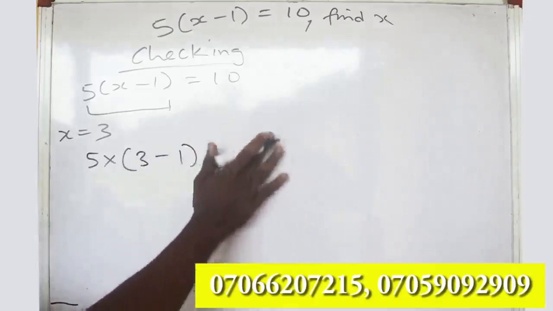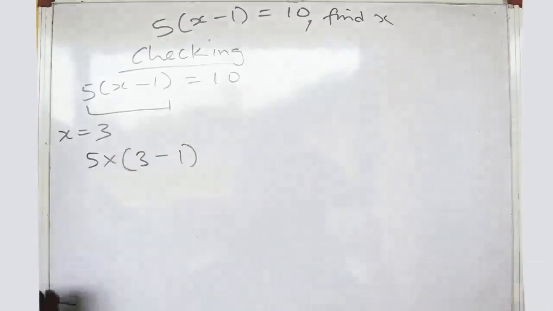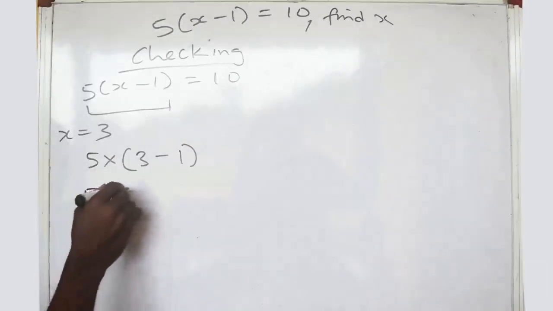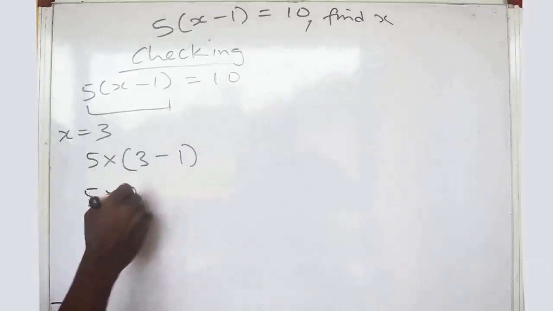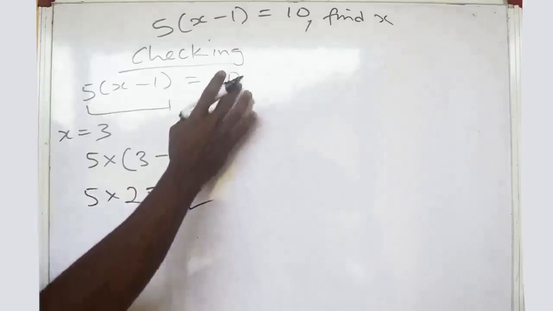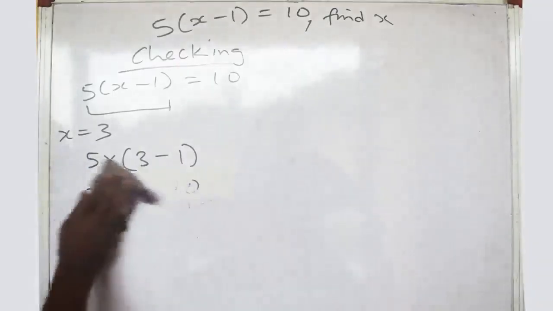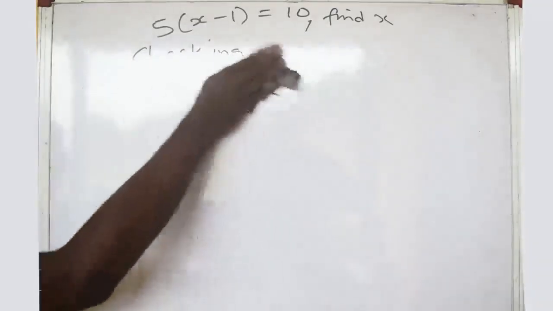Forgive me, we don't need this again. We only want to check whether what is here will give us what is here. So we have 5 multiplied by 3 minus 1, which is 2. 5 times 2 is 10. Of course, 10 is the same thing as 10. Our answer is perfect.